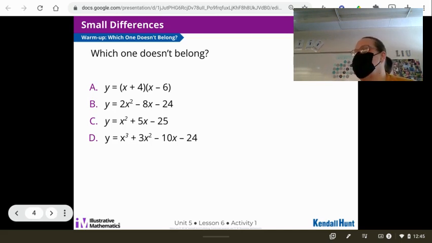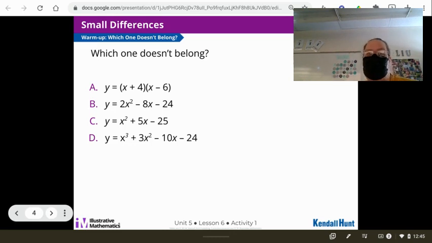What else do you notice? What's another one that's different? Ellie, what else do you notice? C is the only one that has a constant of -25. Yeah. And I would say that's one of the harder ones. A lot of the other classes had trouble finding that one, right? But all the rest of them have a constant of -24.